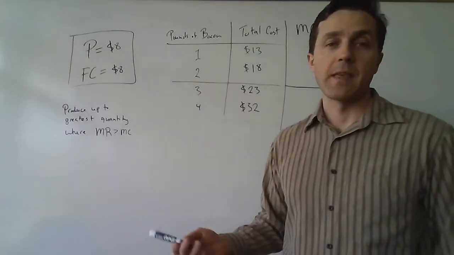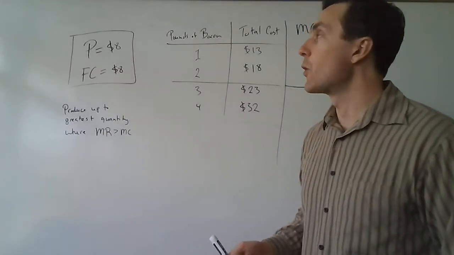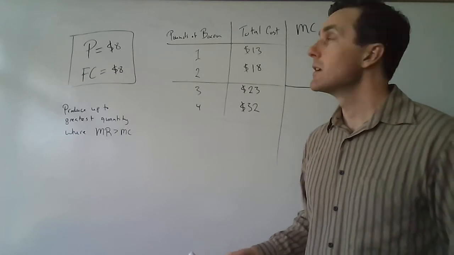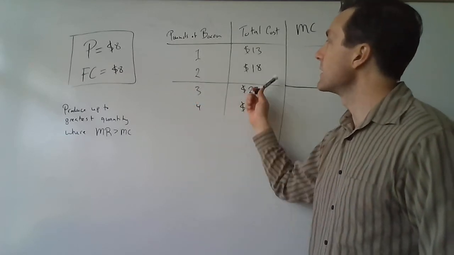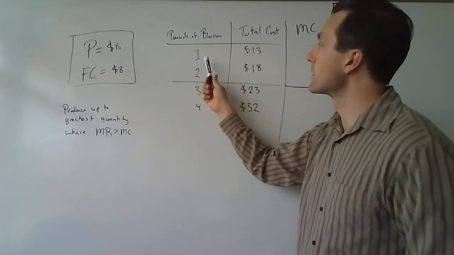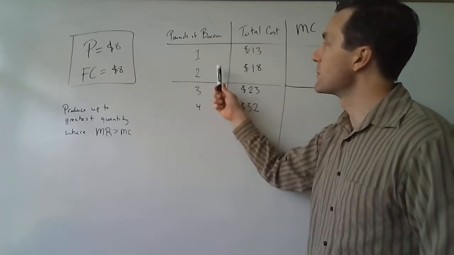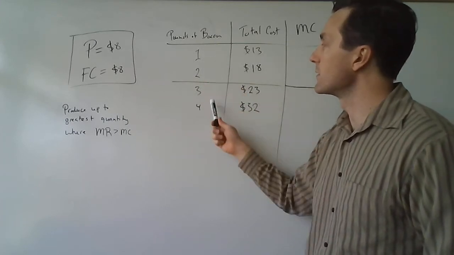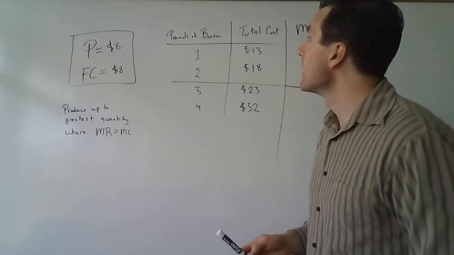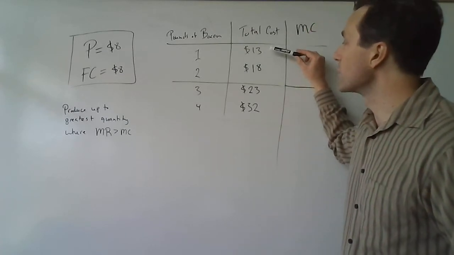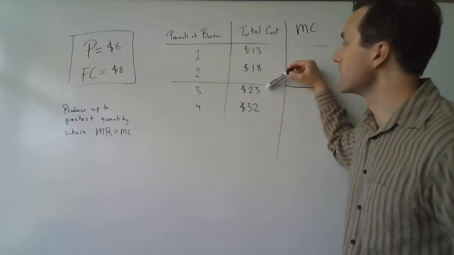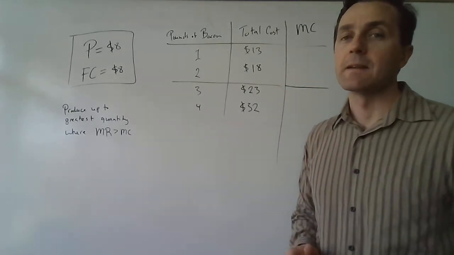So it'll have to pay that fixed cost no matter what quantity of bacon it produces. And we have this table here where it tells us, given how much bacon we produce, if we produce some of these quantities, 1, 2, 3, or 4 pounds, then the total costs will be here: 13, 18, 23, or 32.